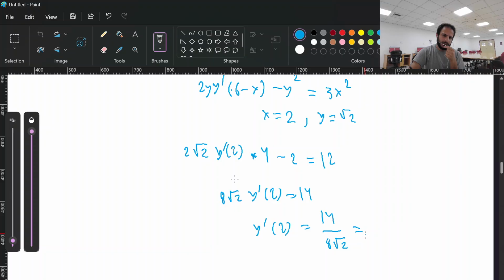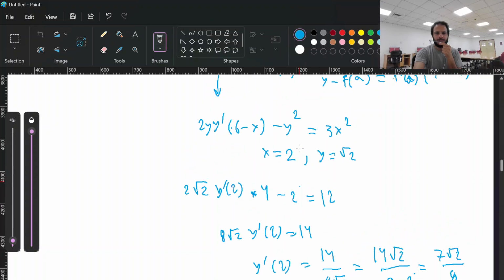Then this equals 14 square root of 2 over 8 times 2. Multiply up and down by square root of 2. Then we cancel here. We have 7 square root of 2 over 8. Right? Let's hope it's right. I think it's right, because we just cancel 2. It's not a big deal.